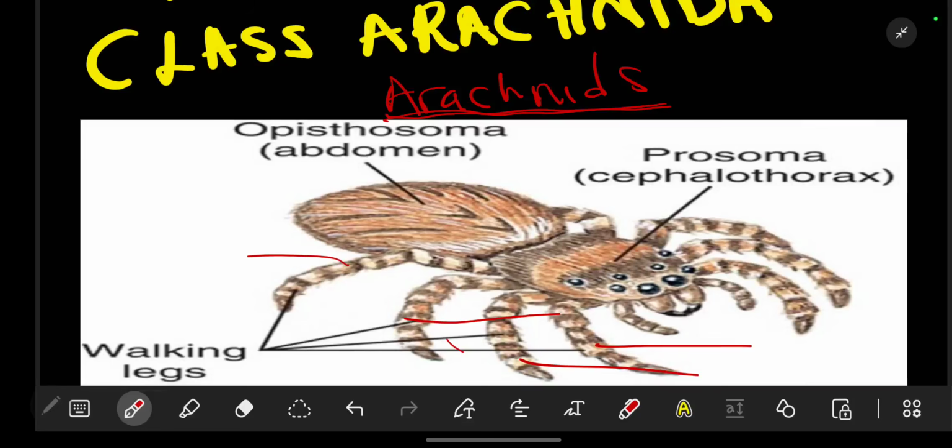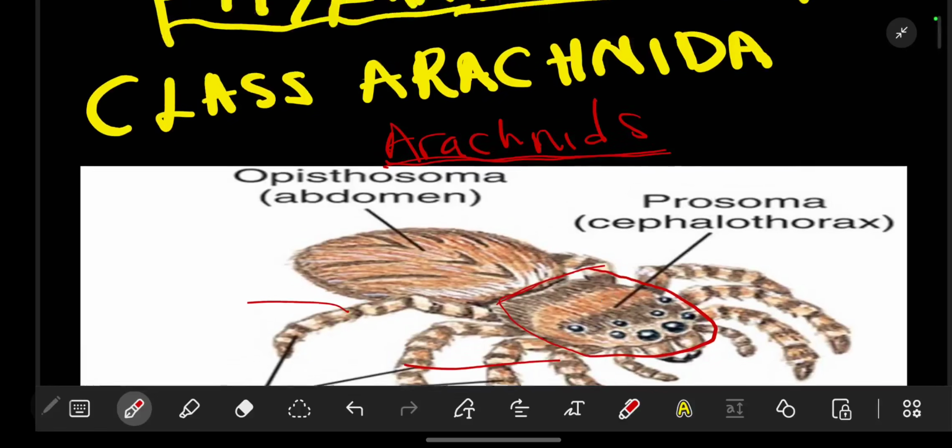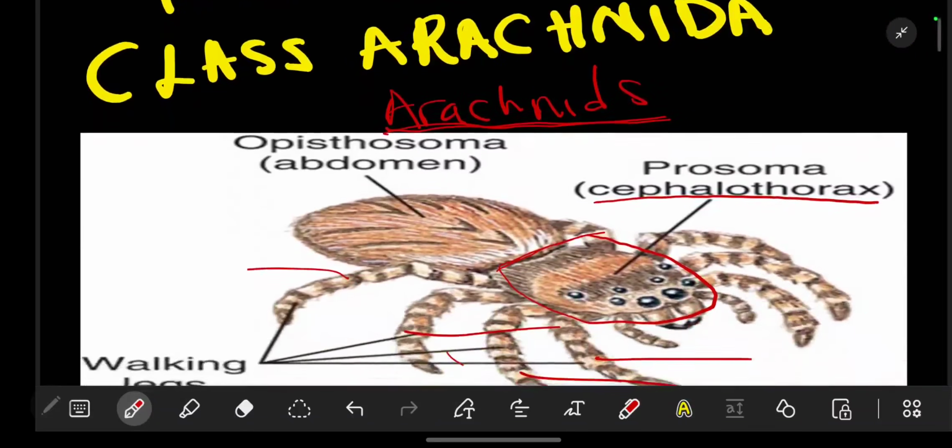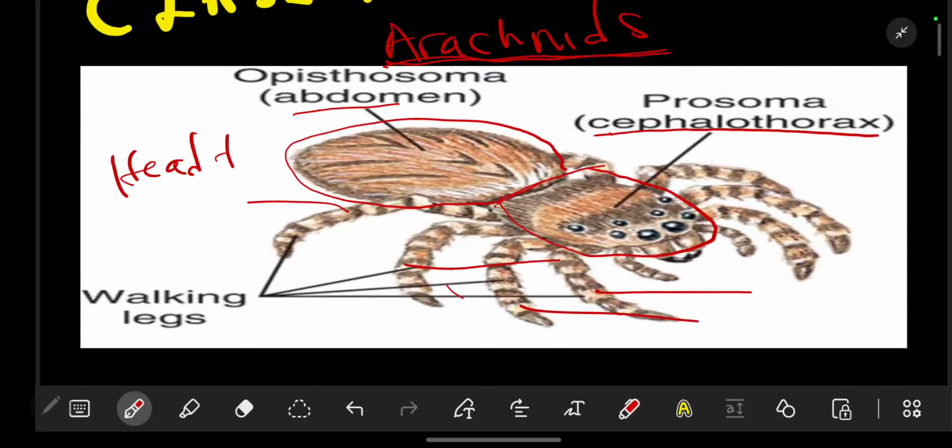So that's the characteristic. Then the major characteristic is that their head and their thorax are fused together to form the cephalothorax. So they have the head and the thorax fused together to form the structure which is known as the cephalothorax. Then we have the abdomen. So they have 2 major segments, which are the cephalothorax and the abdomen. So remember, the head and the thorax are fused together to form the cephalothorax, like that.